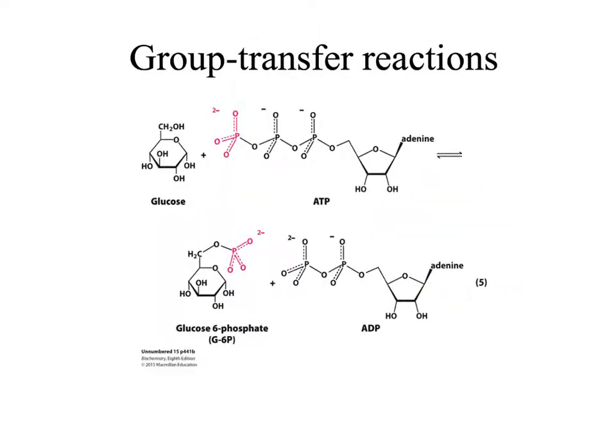Group transfer reactions include a number of different types of transfer substances, but one of the more common would be that phosphoryl transfer process that we've talked about. Here we're showing ATP and that phosphoryl transfer of ATP. Here that phosphoryl group is going to be transferred to glucose, and we make glucose 6-phosphate, and ADP results. So we've seen the significance of the phosphoryl transfer and its role in metabolism earlier in the chapter.